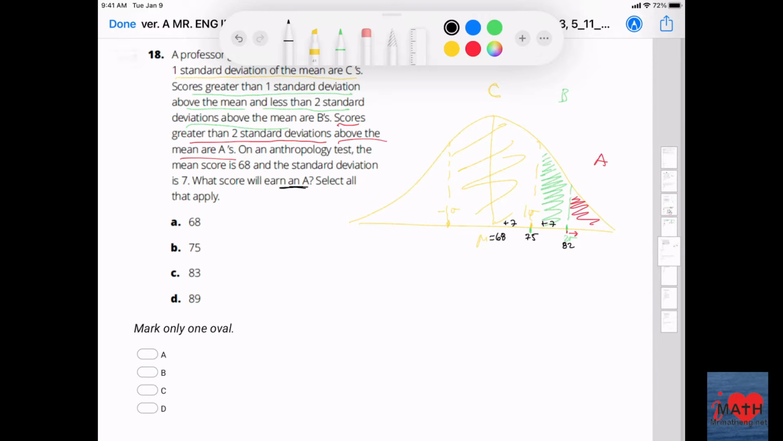Okay, so what scores will give you an A? I need something that is 82 or more. So no, no, yes, and yes. In this problem, actually, there are 2 choices. Because of the Google Forms, it says select all that apply. I said if you either pick C or D, you will get the correct answer.